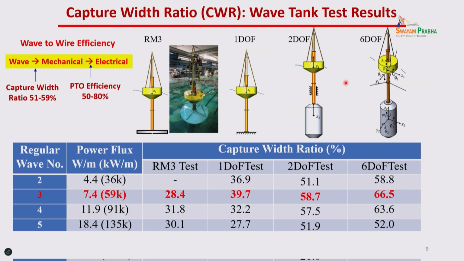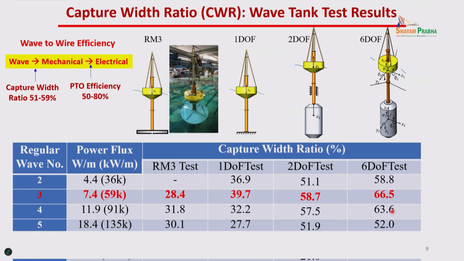As you can see, the capture width ratio differs by structure: a two-body system has about 60%, the reference model 28%, and a single body 40%. This depends on the wave input. Here the wave flux for the scaled model is 7.5 watts per meter, corresponding to about 60 kilowatts at full scale. So if the input condition changes, the efficiency changes.